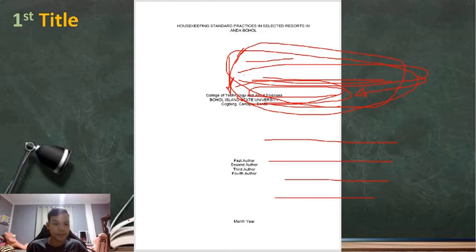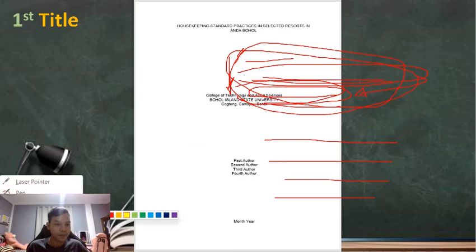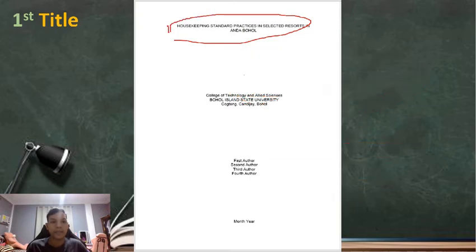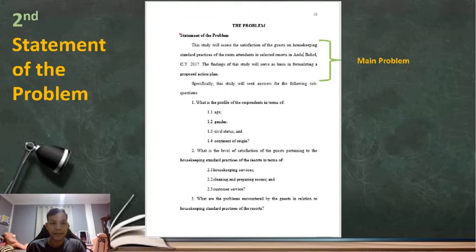So this is the example of a questionnaire. Okay, this is the example of a questionnaire. Housekeeping Standard Practices in Selected Resorts in Anda, Bohol. That is why we are going to undergo a title hearing, probably at the last week of April. So we have a title hearing. And then, this is the example of a statement of the problem.